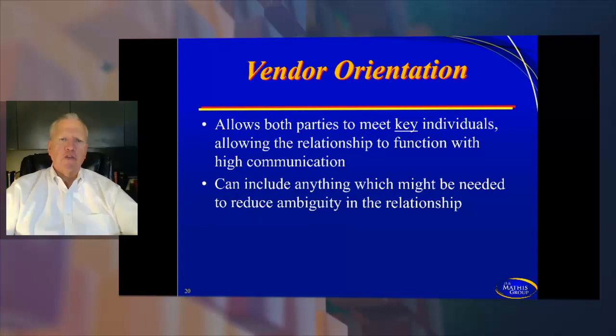The orientation also allows both parties to meet key individuals, allowing the relationship to function with high communication. It can include anything which might be needed to reduce ambiguity in the relationship. This is Sally. Sally's going to be working with you on payment. This is Tom. He's going to be doing spot checks and audits with your project. And so all of that allows you to be able to understand who the personnel are that's going to be working with you on the various areas of a project. It means a huge amount to the vendor. And as a customer, this needs to be part of just the normal foundation you deliver to that vendor.